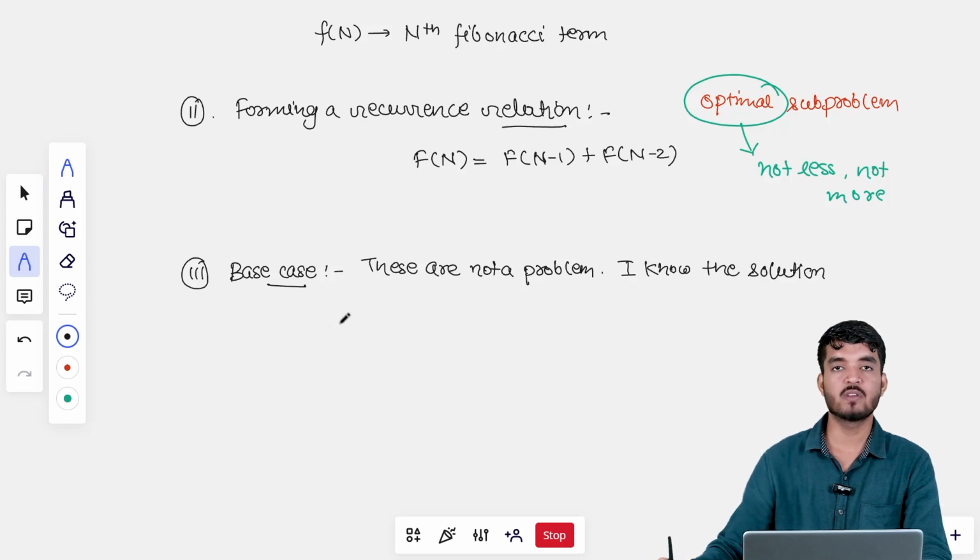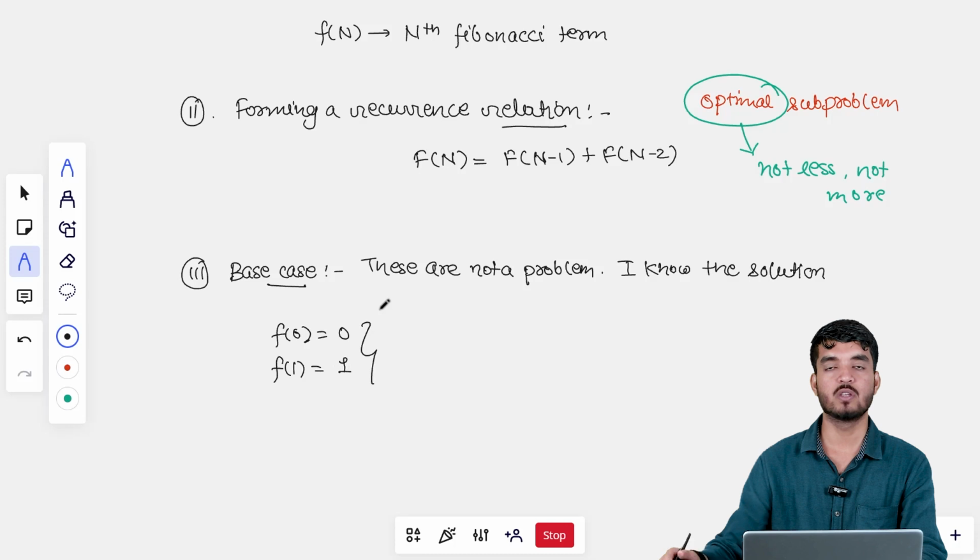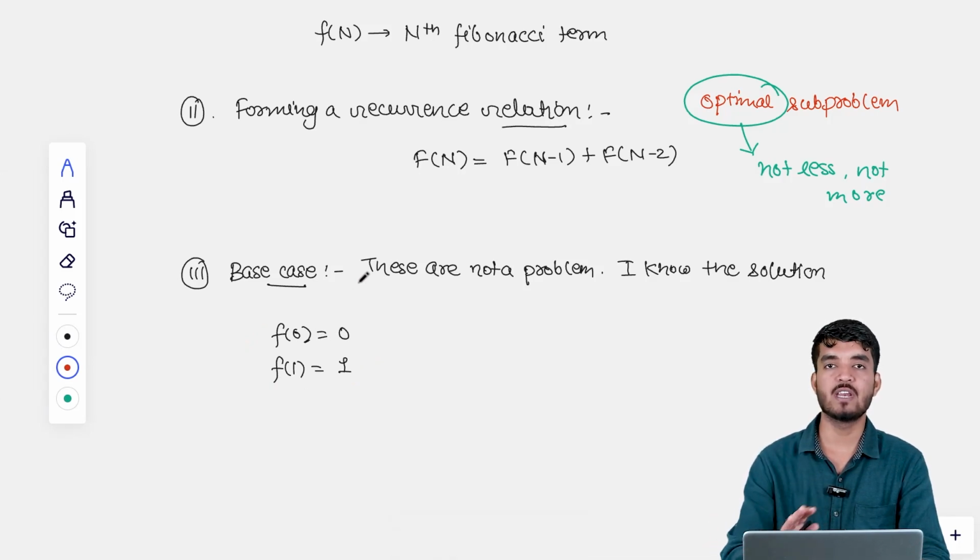For example, the base case for the Fibonacci series. What is the value of f of 0? Isn't it 0? And what is the value of f of 1? It is 1. So these are the two base cases. They are not the problems. I know the solution for these subproblems. And generally, we solve these base cases using pen and paper. And one more thing, there is no restriction on the number of base cases. You can write any number of base cases in your recursive function.